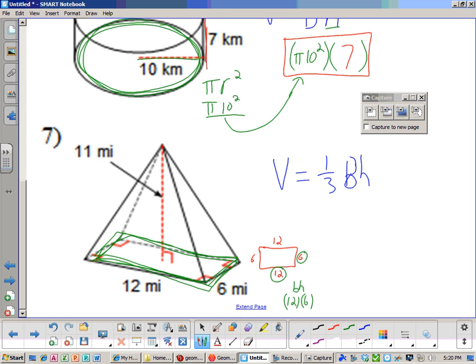12 times 6. That gives you the area of a rectangle. 12 times 6? Yep. I'll be honest, I don't know my 12s. Hold on, I can do this. Let me see. 12 times 5 is 60, so 12 times 6? It's 72. Very good. So I'm going to say 1/3, right, of 12 times 6. And you could write 12 times 6 in here, or you could just write 72. Very good. That is the area of the base. The base was a rectangle, right, which is 72. And the height of the shape, the height, 11. Too easy. Very easy. And there's your final answer.